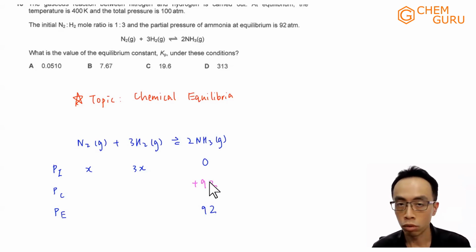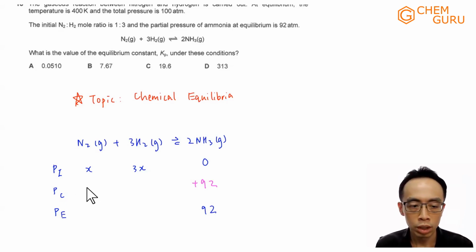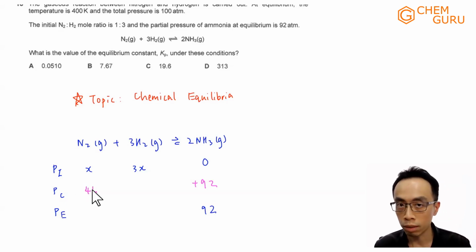Once I have this change value for ammonia, I will be able to fill up this entire row because it's comparing mole ratio. So the mole ratio involving the equation is 1:3:2. So this change row will also follow the mole ratio of 1:3:2. Another way is I can compare mole ratio involving N2 to ammonia is 1:2. So if ammonia, the change in partial pressure is 92, then this one will be 92 divided by 2, this would be 46. Because it is used up, it is a reactant, it's a minus sign.